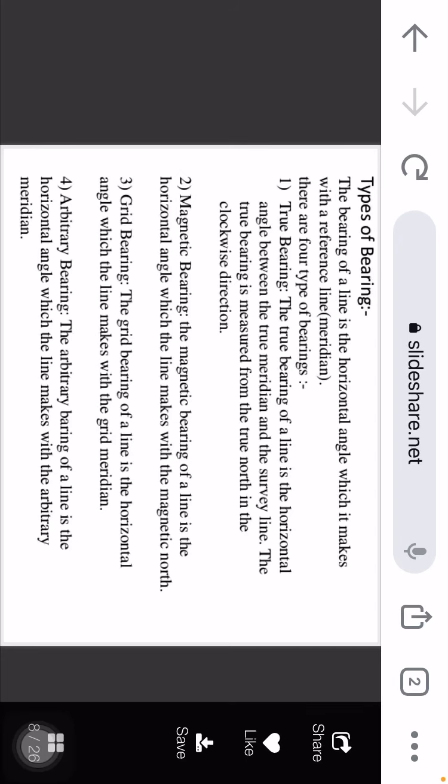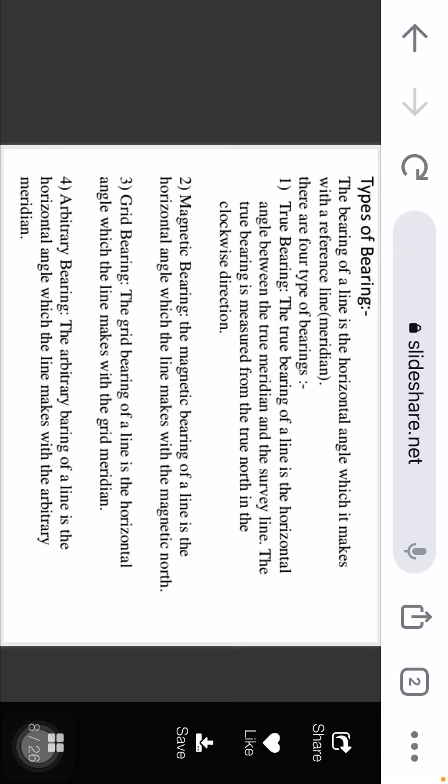Once I start using the compass, it will give you the direction of the line with respect to some meridian. It will not give you the angle, it will give you the direction of that line with respect to some meridian. It may be with respect to north, south, east, or west. It will give you the bearing with respect to some meridian. So what are the meridians that we will study here?